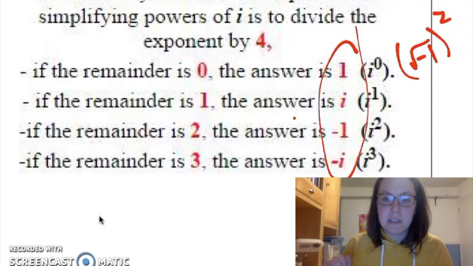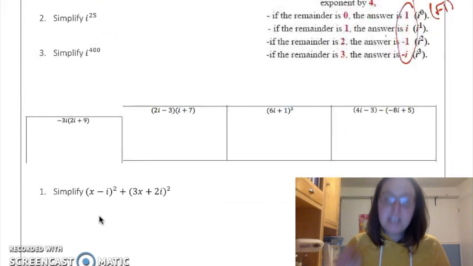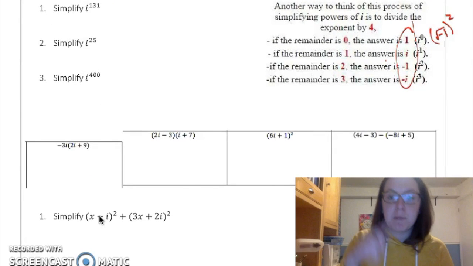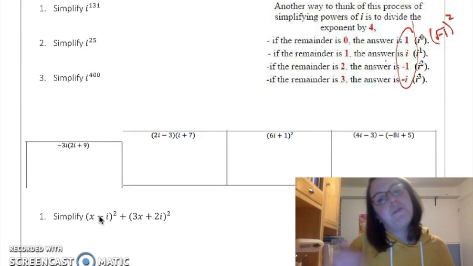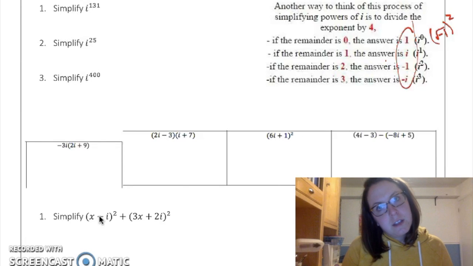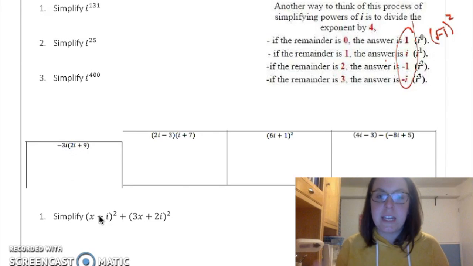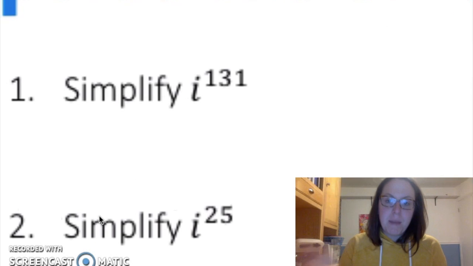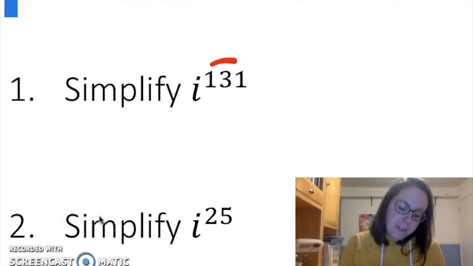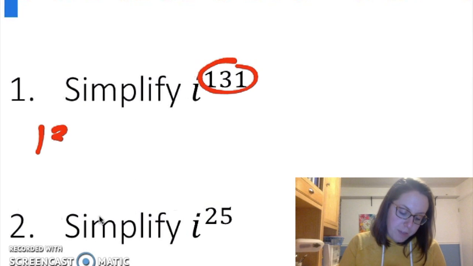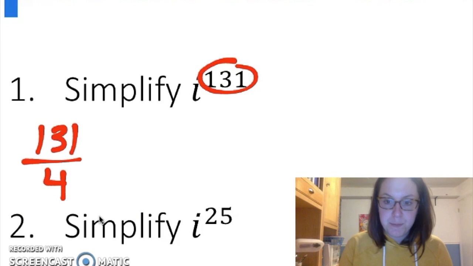But we need to be able to simplify higher powers. So what we're going to look at is basically how many times we could go around this cycle of 4, and where we would wind up. So we're going to see how many times 4 goes in evenly, and then what our remainder is. So when I look at this, I'm going to look at my exponent, 131, see how many times 4 goes in evenly, and look for my remainder.